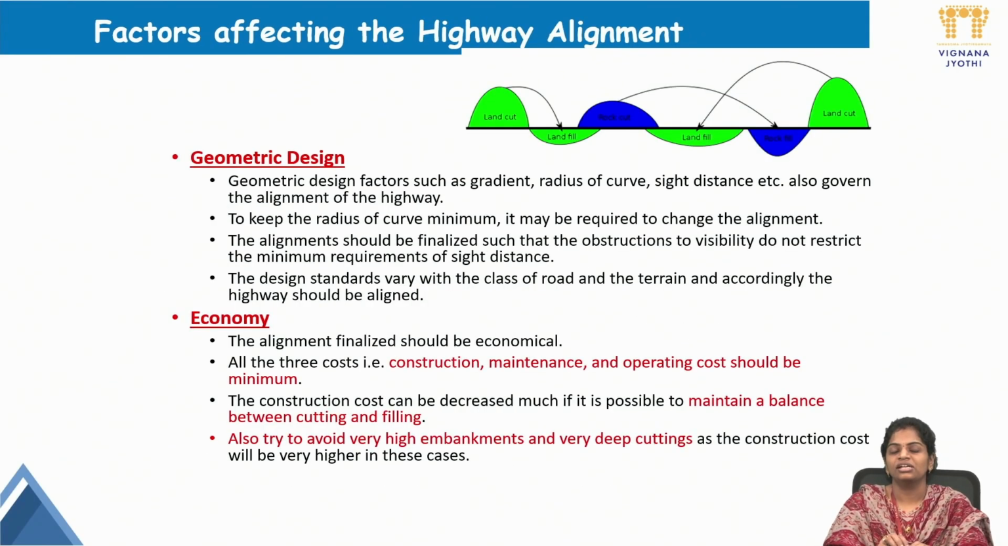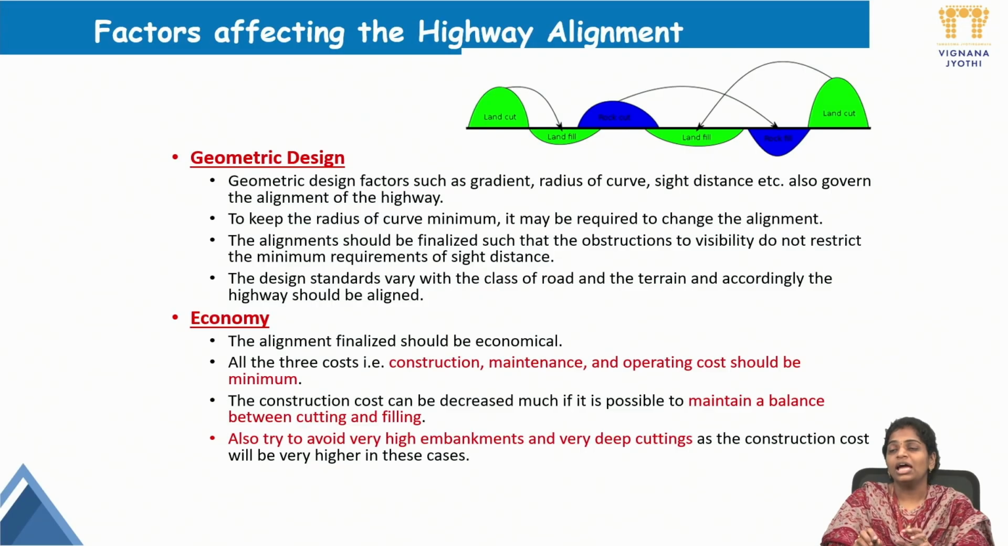Next, geometric design. Factors such as gradient, radius of the curve, sight distance also govern the alignment of the highway. See, if a location is at a higher elevation, we should decide how much vertical slope should be there, how much radius should be there. Everything we have to decide before construction of the highway alignment.